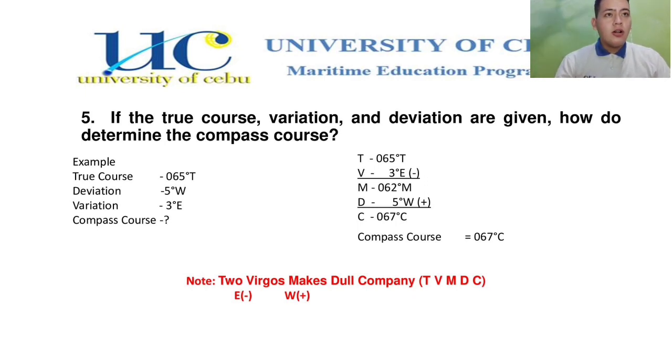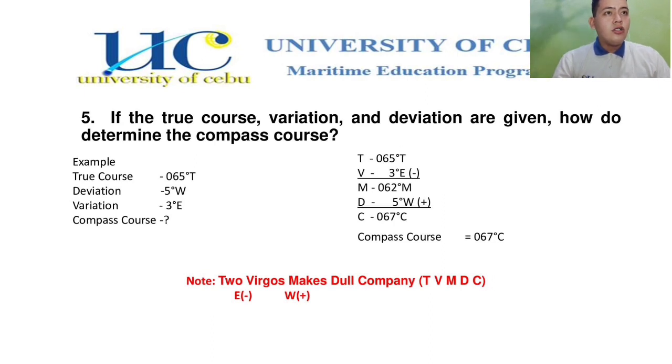Our true course equals 065 degrees true, our deviation equals 5 degrees west, and our variation equals 3 degrees east. We should keep in mind that there are rules in applying this format. East implies subtraction and west implies addition. So we should input these values into the format.